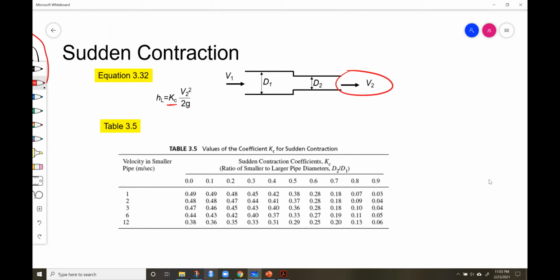So let's look at our two diameters again. We had 0.4 and 0.6. And so D2 was 0.4 and D1 was 0.6 meters. And so if we get that ratio, we'll do 0.4 over 0.6, and that's equal to 0.67. So let's figure out where we are.